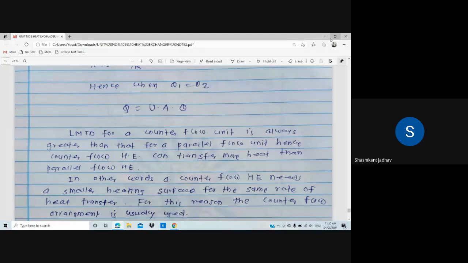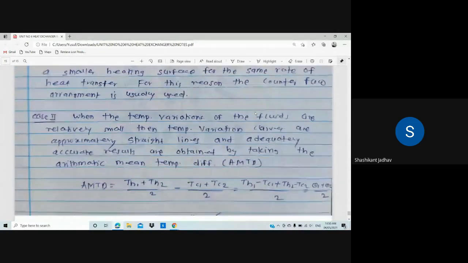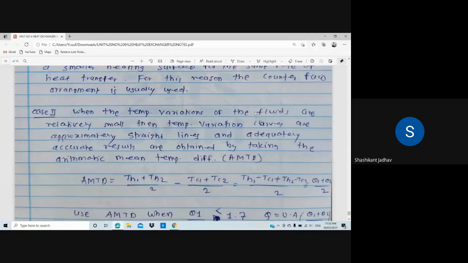For this reason, the counter flow arrangement is usually used.